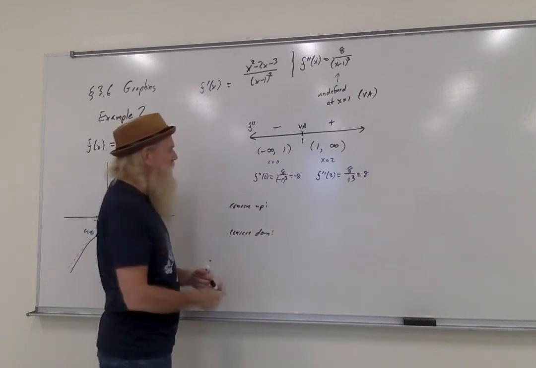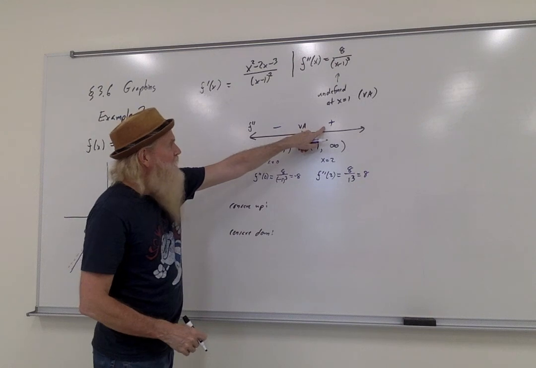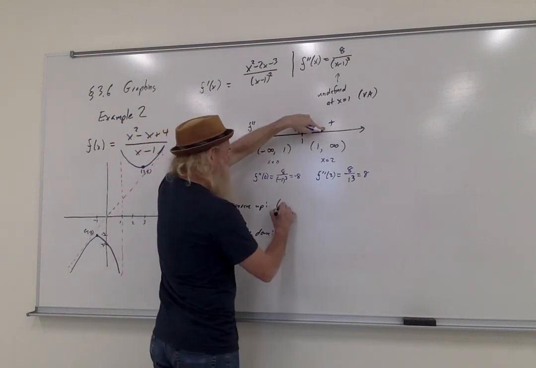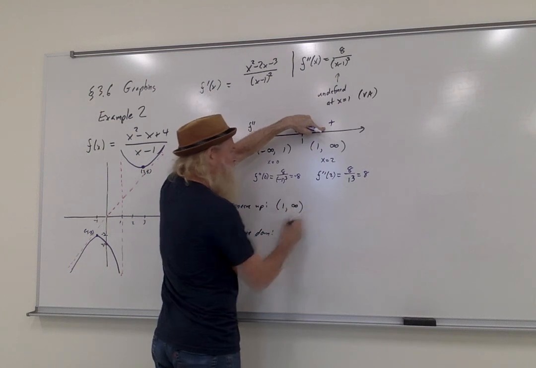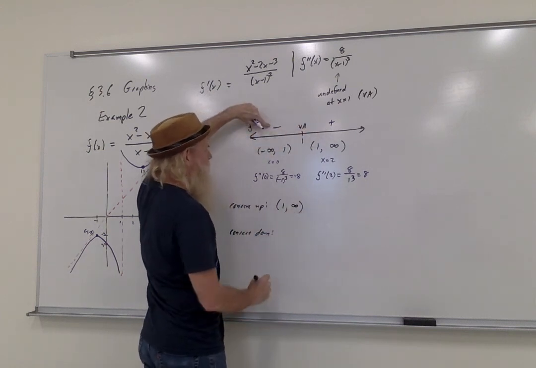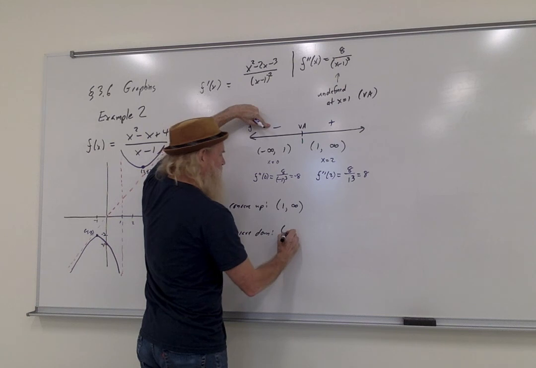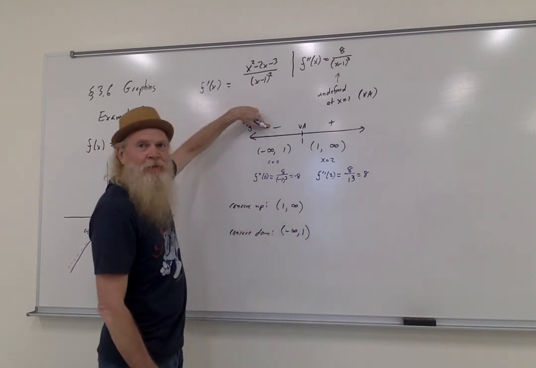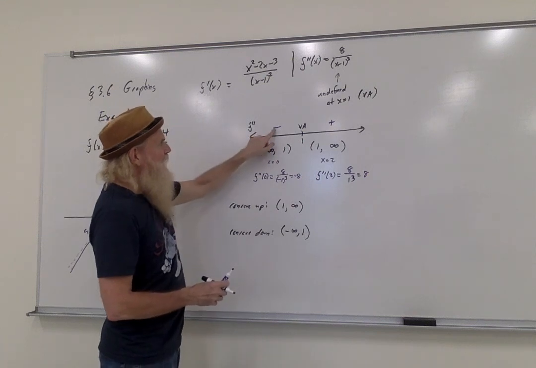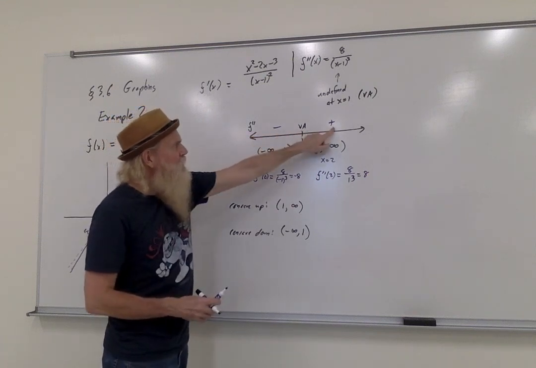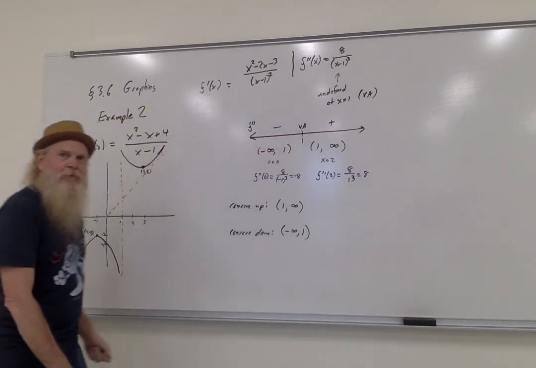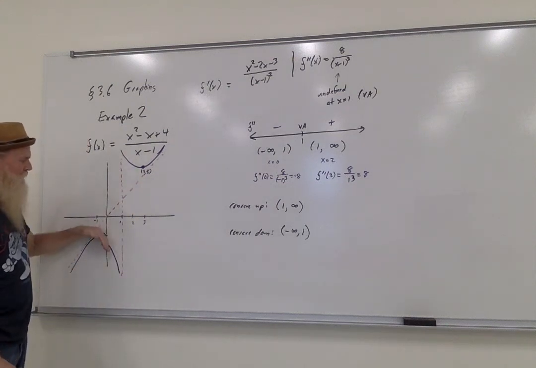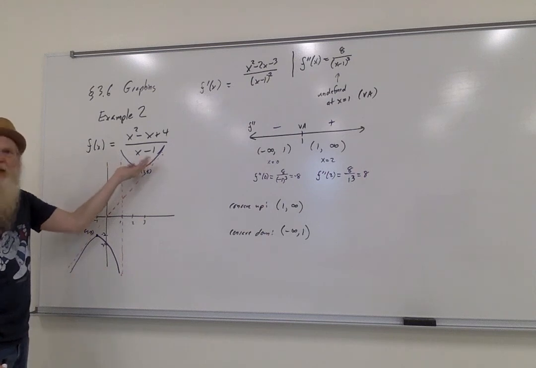So when we look at concavity, the graph is concave up when the second derivative is positive. So the graph is concave up from 1 to infinity, and concave down when the second derivative is negative, from negative infinity to 1. So the graph is concave down, then there's a vertical asymptote, then the graph is concave up. Notice that matches perfectly with the sketch that we had drawn so far. Concave down, vertical asymptote, concave up.